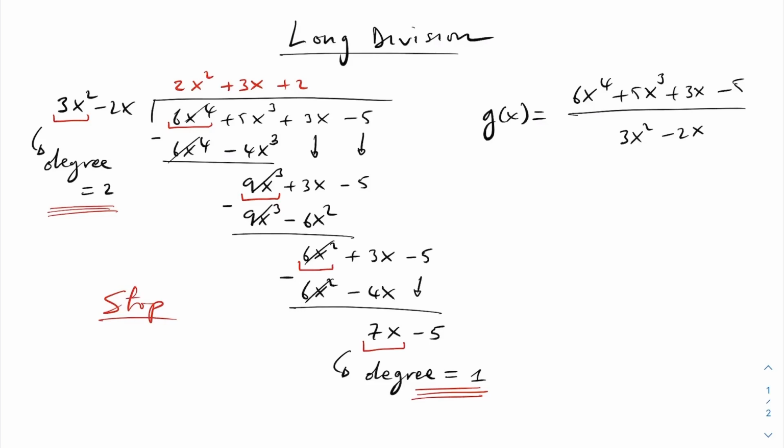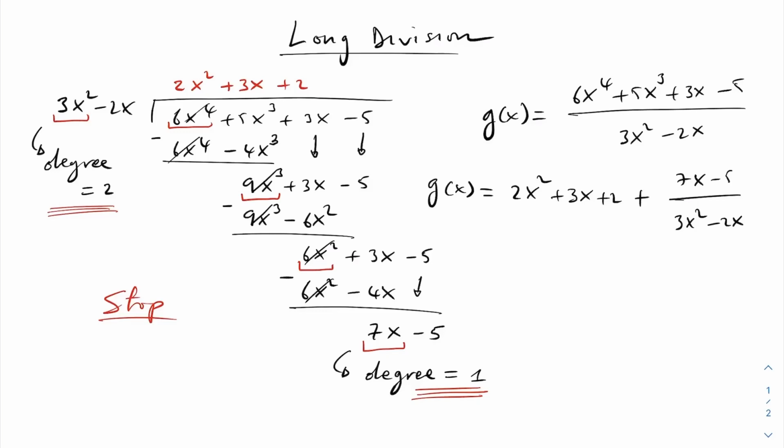So you can go ahead now and rewrite your function g of x as the quotient, 2x squared plus 3x plus 2, plus the remainder, 7x minus 5, divided by the divisor, 3x squared minus 2x. And so this is all the simplification you can do in this case, and so you can stop here.